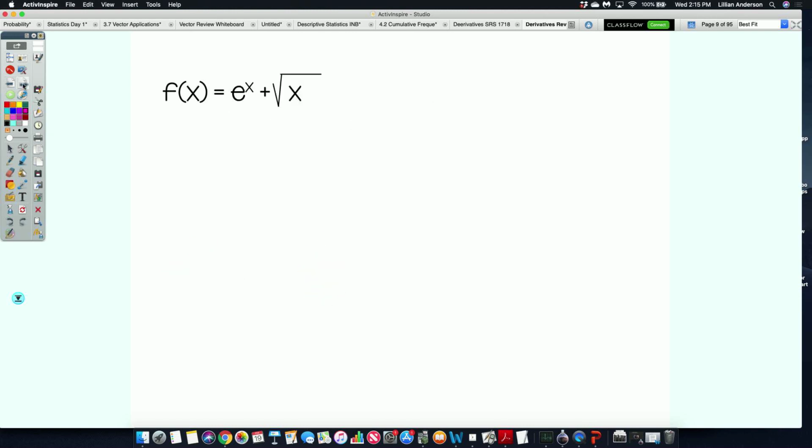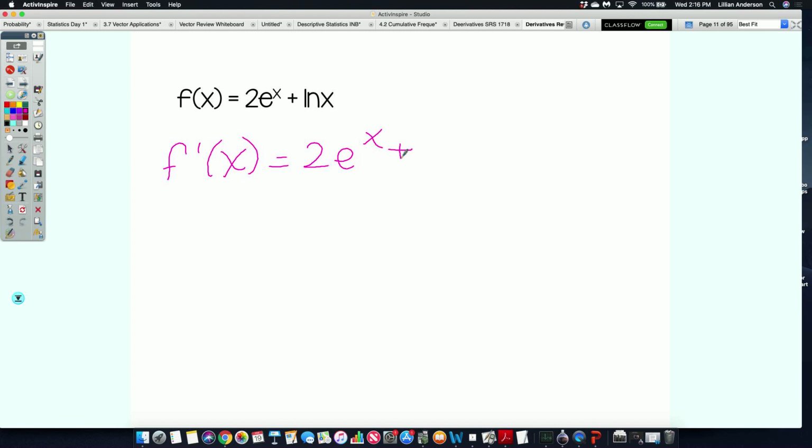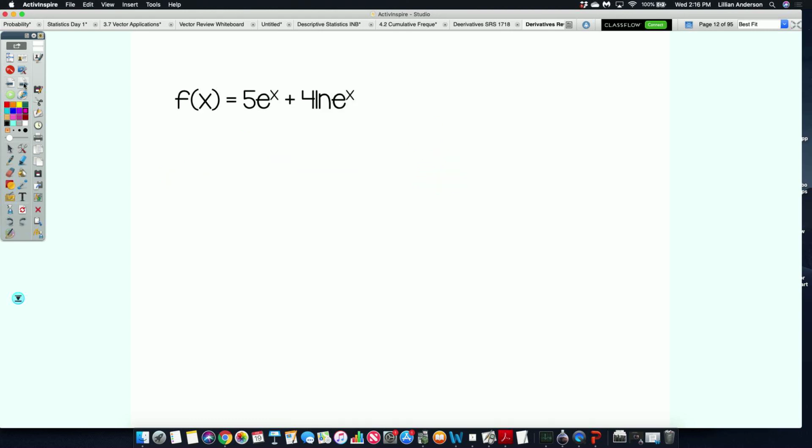Very good. What about this one, when you have a constant in front of e to the x? It's 2 e to the x, still e to the x, and the derivative of ln of x is 1 over x. So yes, this is the derivative here. That's the constant multiple rule applied at its finest.